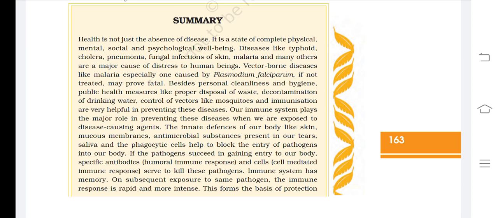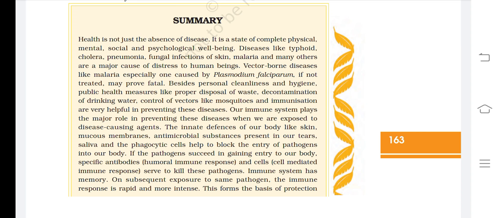Besides personal cleanliness and hygiene, public health measures like proper disposal of waste, decontamination of drinking water, control of vectors like mosquito, and immunization are very helpful in preventing these diseases. Our immune system plays the major role in preventing these diseases when we are exposed to disease-causing agents. The innate defenses of our body like skin, mucous membranes, antimicrobial substances present in our tears, saliva, and phagocytic cells help to block the entry of pathogens into our body.